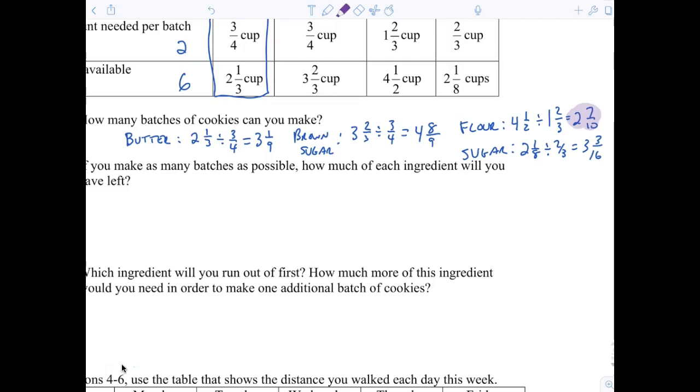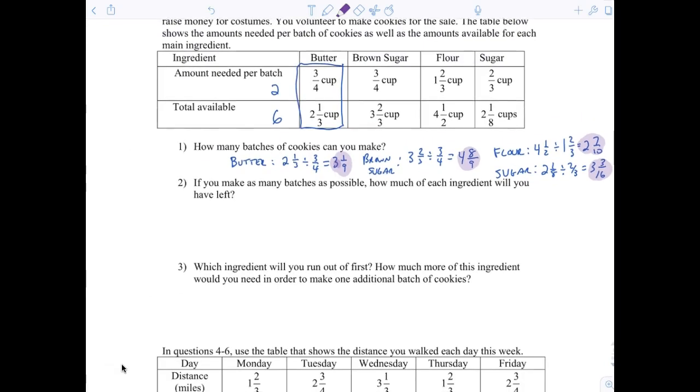Oh. Did everybody see that? So this one, I could make 3 batches, 4 batches, 3 batches, or 2 batches. Since I need all the ingredients, I can only make how many batches? 2. I can only make 2. Is everybody with me on that? Everybody understand what we're getting at now? All right, so 2 batches. 2 batches is all I can make.